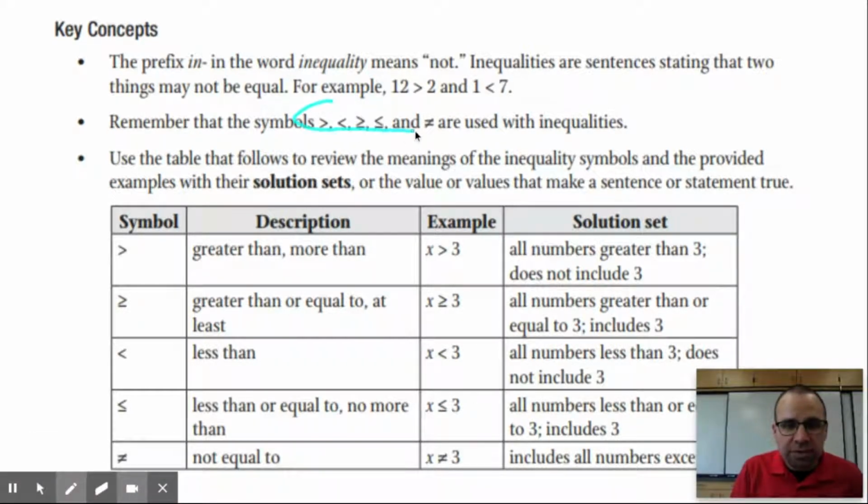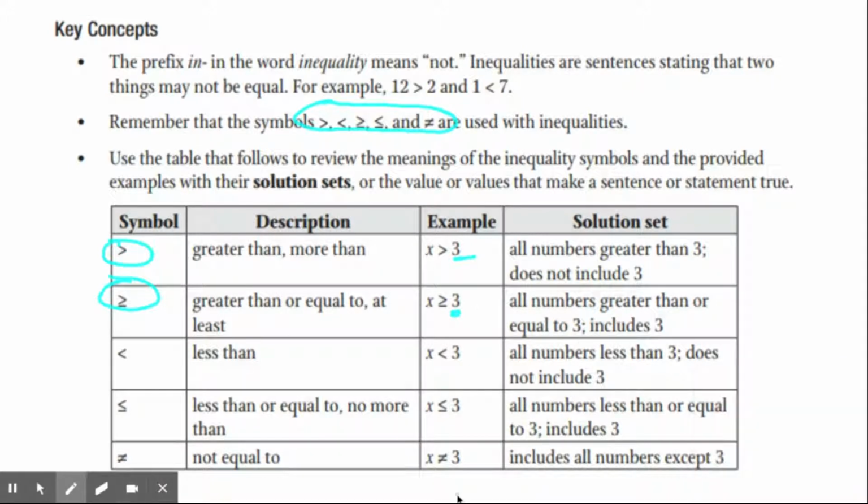Each one of these symbols means something different, and you really should pay attention to the direction. Especially right here, this is different than this because it does not include the actual number in this particular one, but it could be equal to the number here. Does not equal. Take a moment, pause that, and we'll move on to the next slide.